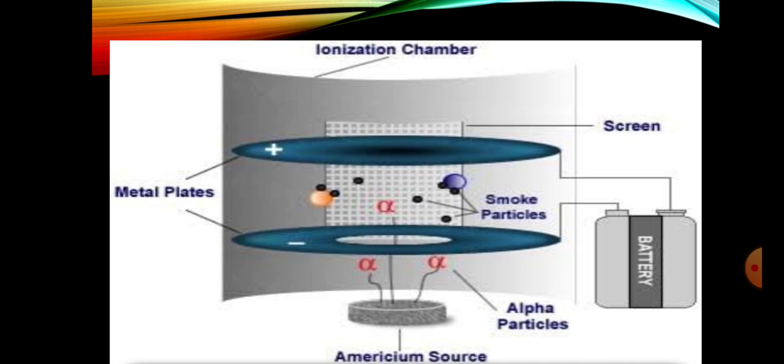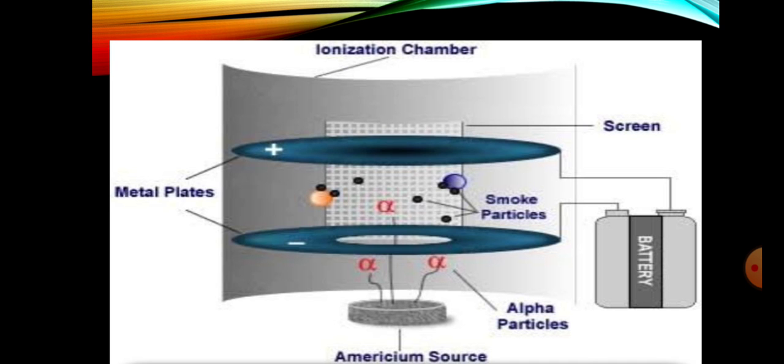Smoke particles disrupt the current produced by the radioactive particles and the alarm detects it. You can see on your screen the metallic plates having positive and negative charge, and the source produces alpha radiations. When these alpha radiations pass through this ionization chamber, they form positive and negative ions and the current is produced.